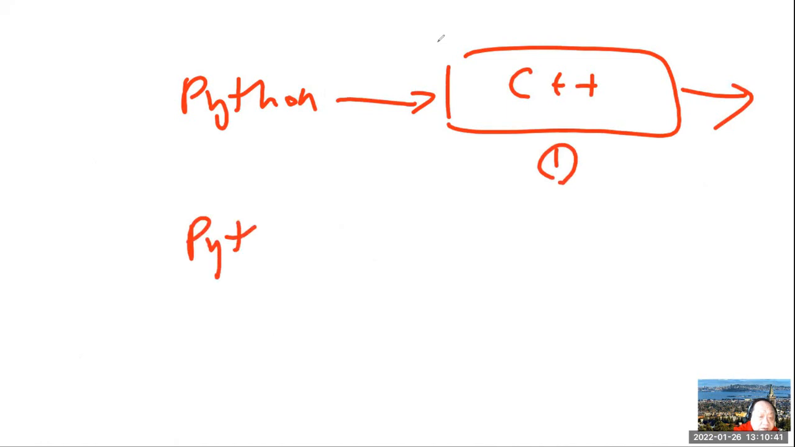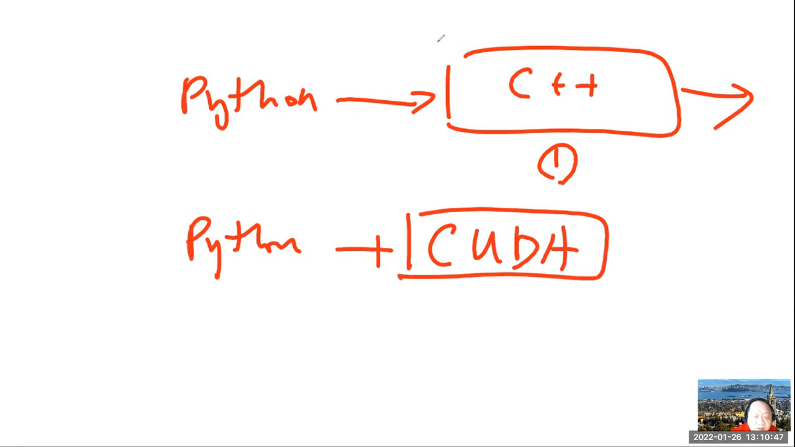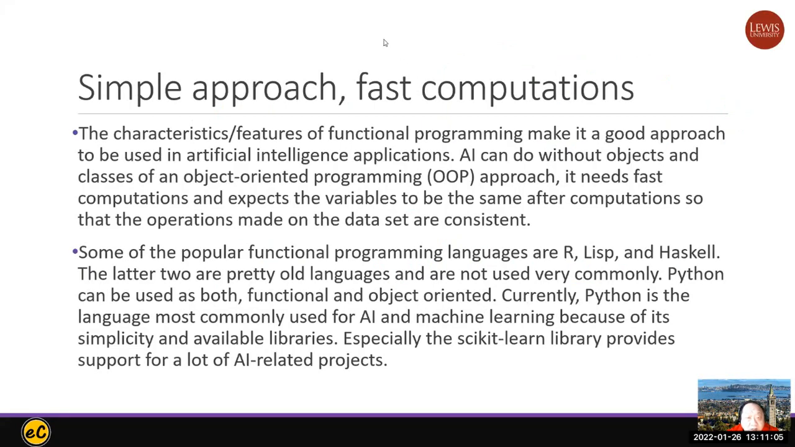The other way is you may use Python combined with CUDA or some other parallel processing package, and then you gain the machine support. So either way is a good way to deal with AI programs. And that's the reason why we pick Python as the pilot language that we use in this course. Python is the language most commonly used in AI, and we do show you Python and use it as a pilot language.